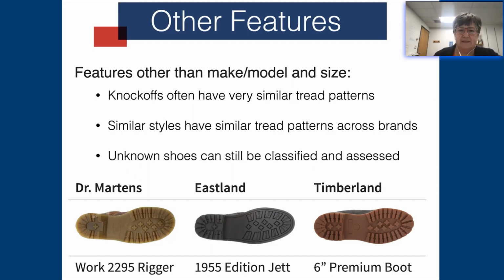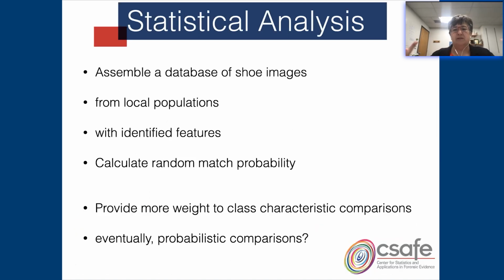So what do we want to do? Essentially, we want to assemble a database of shoe images. We want to have training data that has shoes from the local population where we have identified features, so that we can actually calculate a random match probability. And the further down we go in this list, the more wishful thinking comes up. Eventually we want to have some probabilistic comparisons, so that might get us towards more individual features.